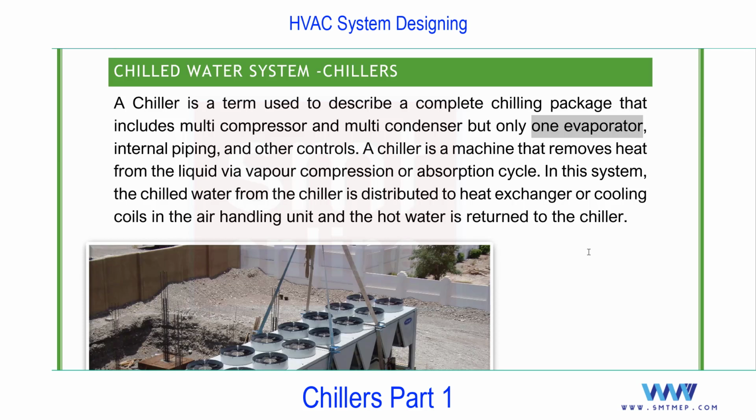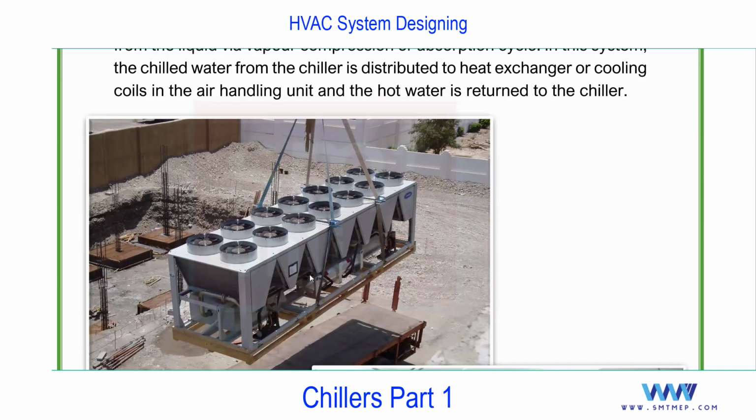So a chiller is a term used to describe a complete chilling package that includes multiple compressors because the capacity is higher, multiple condensers, but only one evaporator, with the expansion device also. Don't get confused, you will find the expansion device like the same vapor compression cycle, but with higher capacity. The evaporator is a shell and tube type, and you'll find the internal piping and other controls. And you see on screen this image, you can consider this as a package chiller.